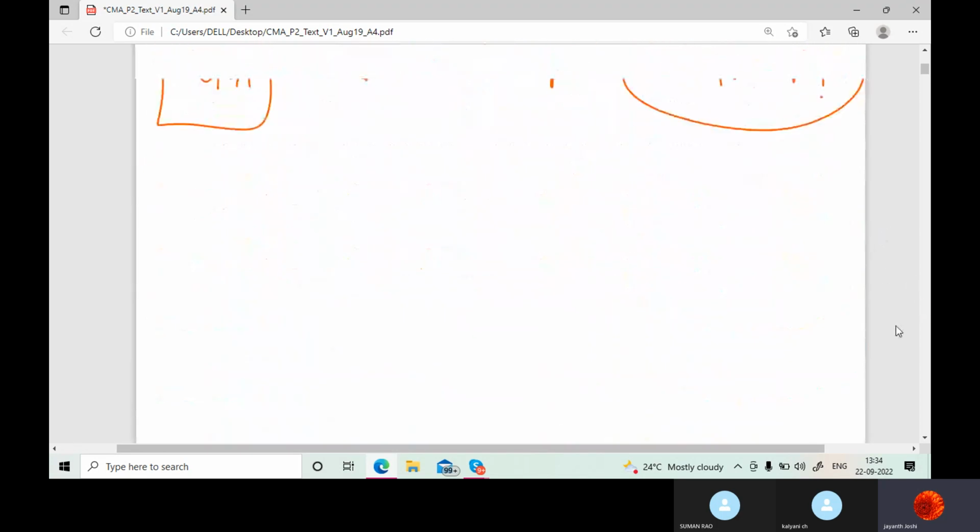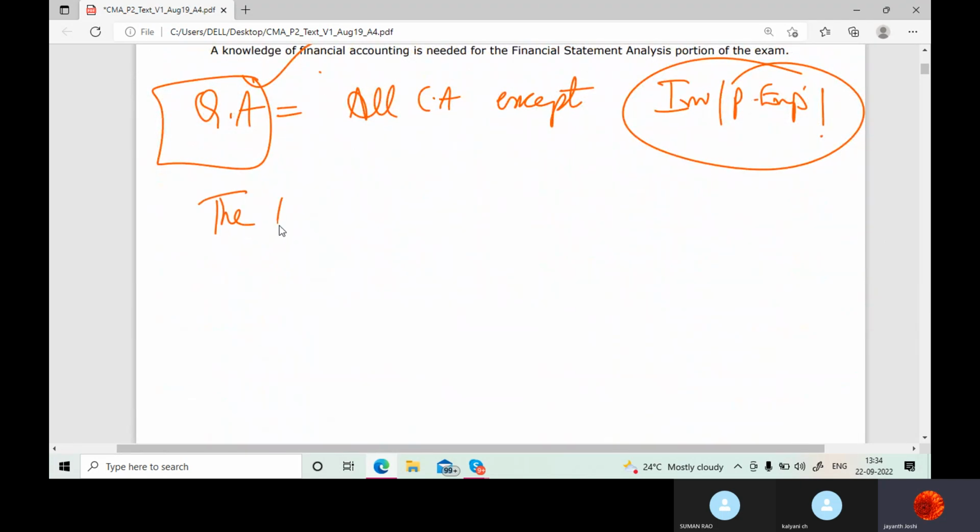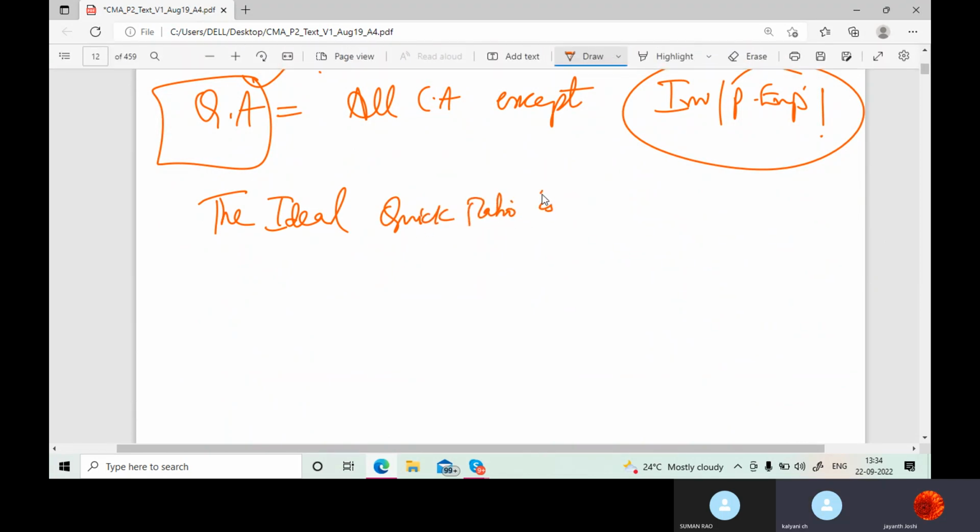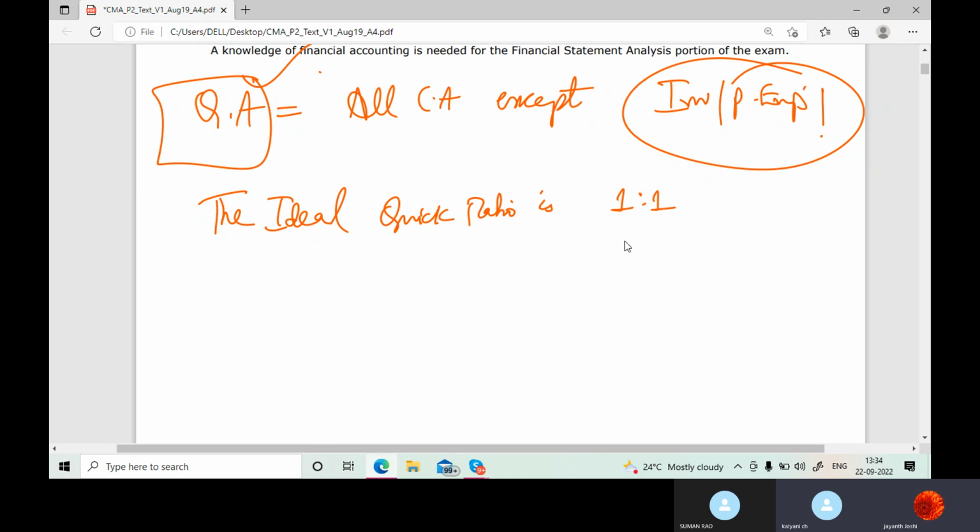Now coming to ideal ratio. The ideal quick ratio is... What is the ratio of quick ratio, sir? That is current ratio is 2:1. Yeah, ideal quick ratio is 1:1, madam. 1:1. But why 1:1? Now you will be asking me a question.